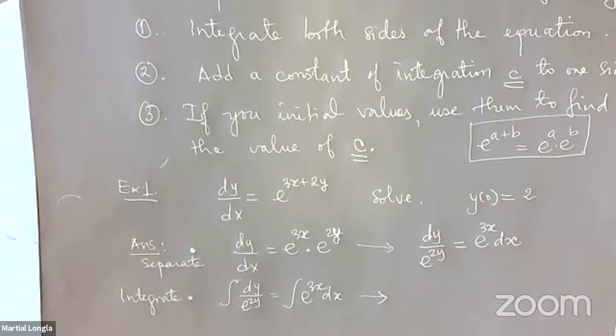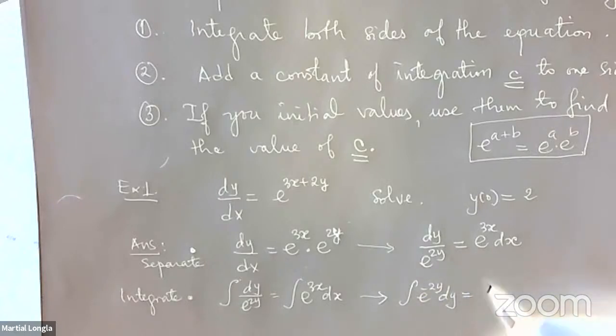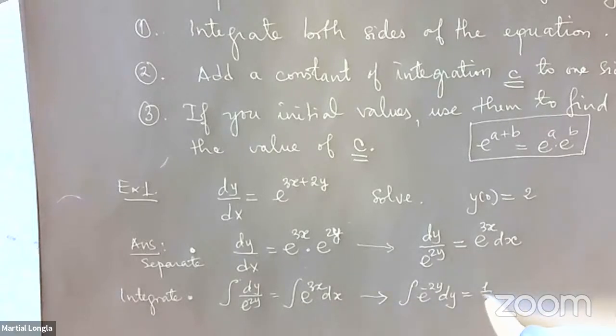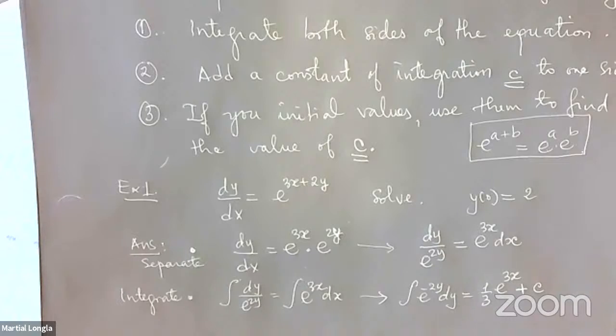So this gives me integral of e to the negative 2y. Whenever you have exponentials, you bring them to the top. 1 over e to the 2y becomes e to negative 2y dy equals, and integral of e to the 3x is 1/3 e to the 3x, right? And we said put a constant on one side, so I put c on this side. That's the part, add the constant to one side, right?